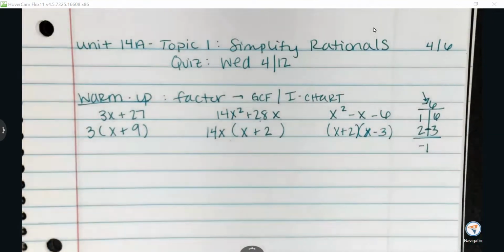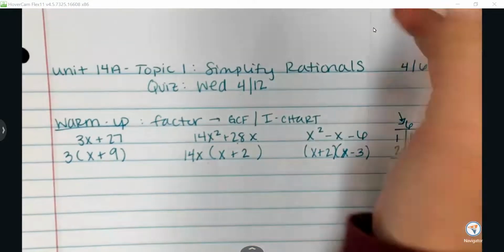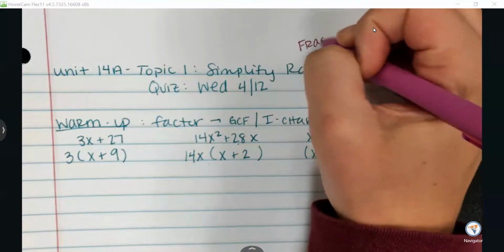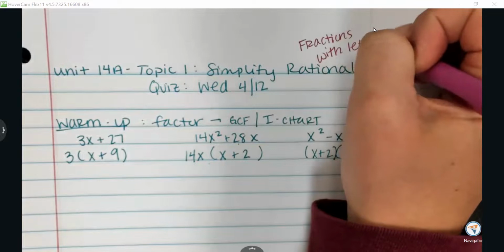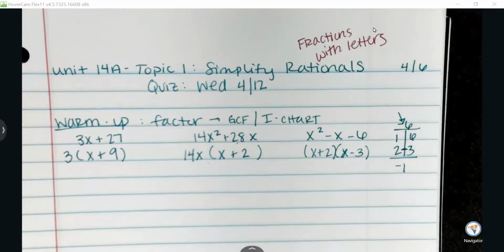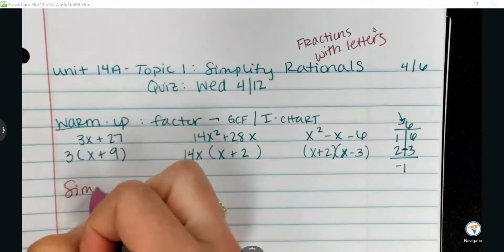Okay, so let's go do what we are actually going to learn. We are going to learn how to simplify rationals. A rational just means fractions with letters. That's the easiest way to explain it. A rational means fractions with letters. So topic 1 is all about simplifying, taking big fractions and making them as small as we can. So your directions are just going to say simplify.